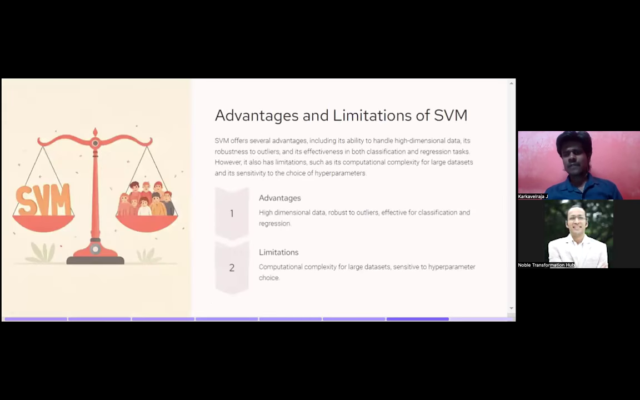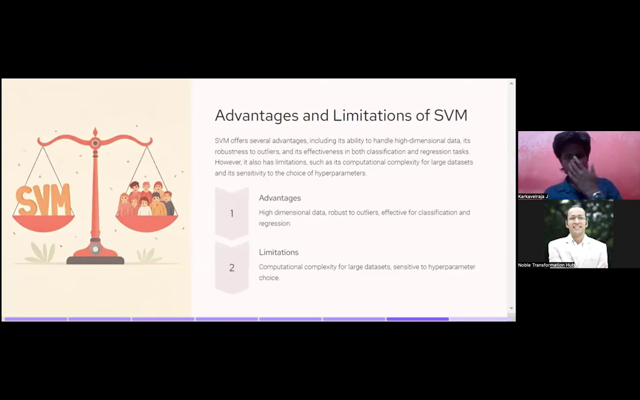So, advantages and limitations of SVM. SVM offers several advantages, including its ability to handle high dimensional data, its robustness to outliers, and it is effective in both classification and regression tasks. However, it has some limitations, such as computational complexity for larger datasets, and it is sensitive to the choice of hyperparameters.